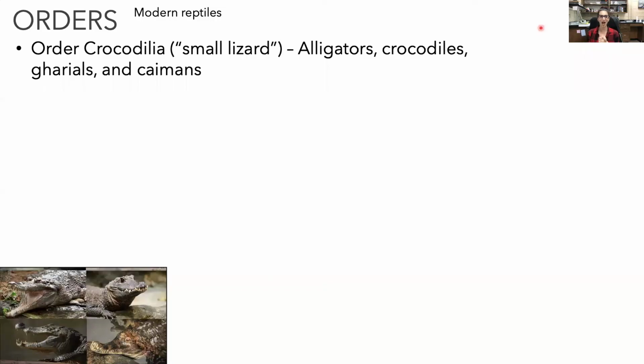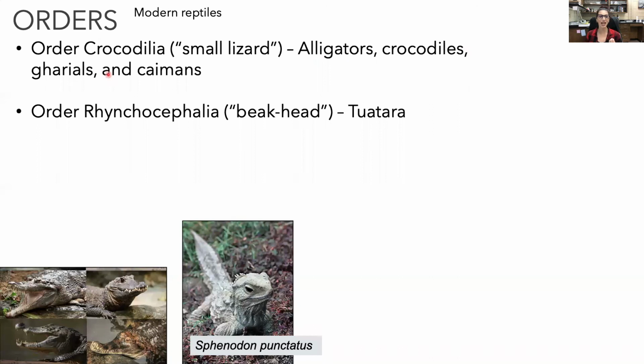We have first up order Crocodilia. Crocodile means small lizard. This arose as a distinct lineage by the middle of the Triassic, and it includes our alligators, our crocodiles, our gharials, and our caimans. Next, we have the Rhynchocephalia order. Rhynchocephalia literally means beakhead, and this is the tuatara. Oddly enough, there's only one living species of the Rhynchocephalia, and that's this guy, the Sphenodon punctatus. Poor guy. He's all alone on New Zealand. He's the only living extant member of this order.